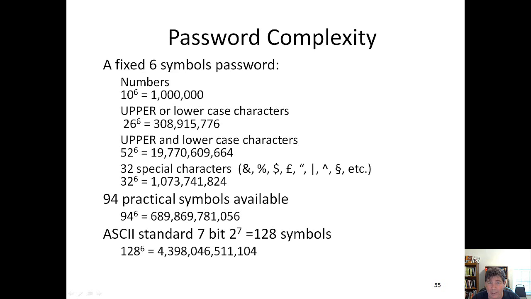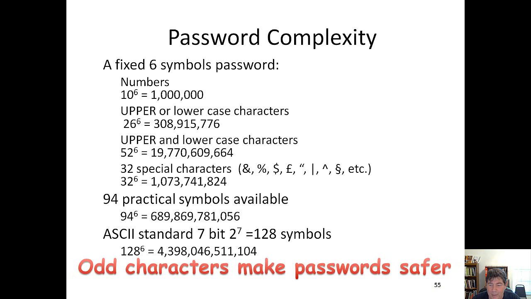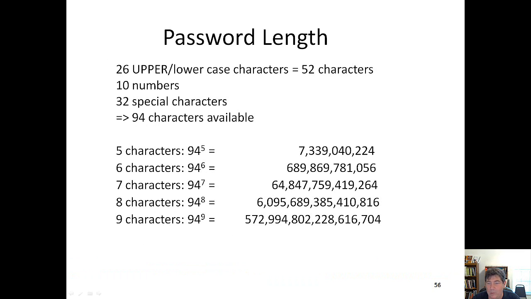So here's a way to calculate password complexity. Just simple numbers, you're going to get about 1 million. When you do upper or lower case characters, you get about 308 million. When you do upper and lower, you get about 19 billion. And when you have 32 special characters, you get about 1 billion. So odd characters make passwords safer. And password length itself lends a lot to the potential security of a password. You see here 5 characters, you might have approximately 7 billion, 6 characters, approximately 689 billion, and so forth. The longer the password, the more secure it is.